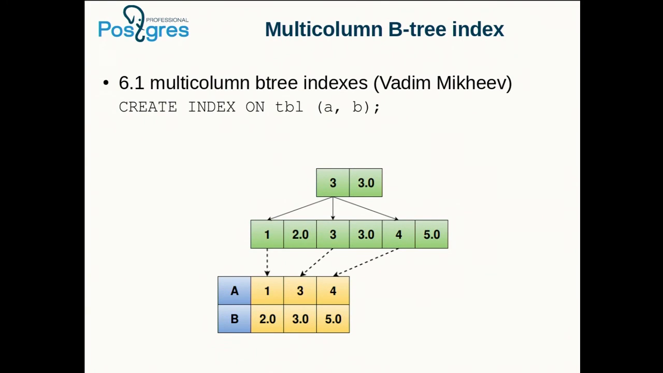Next thing is multi-column B-tree indexes. They have been present in Postgres since version 6.1, but the maximum number of columns allowed was changed several times.